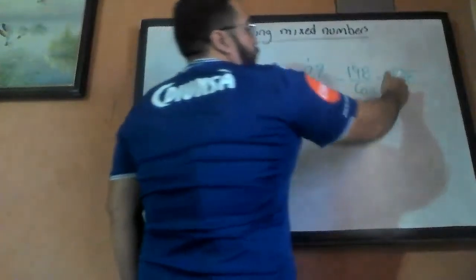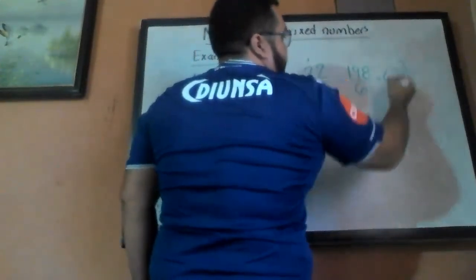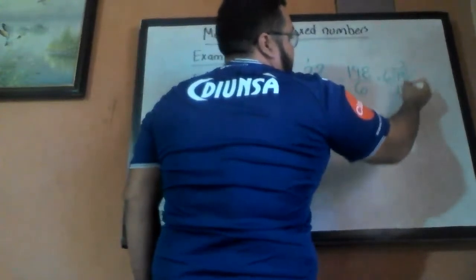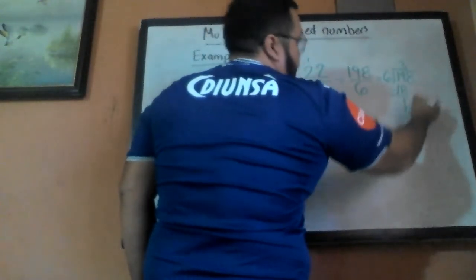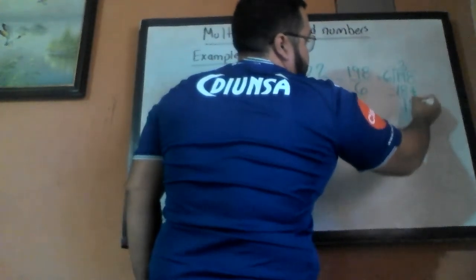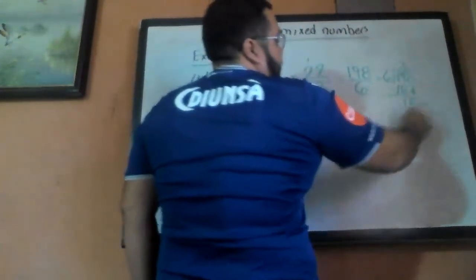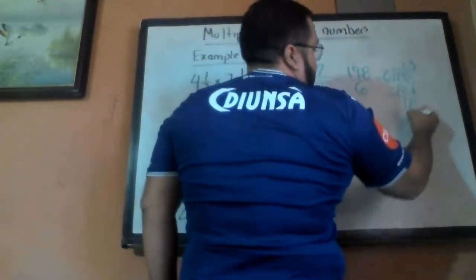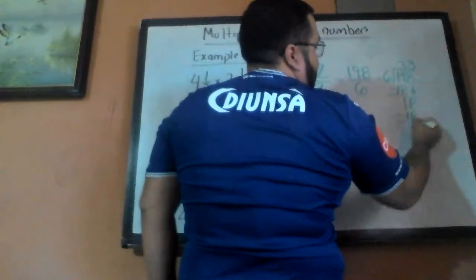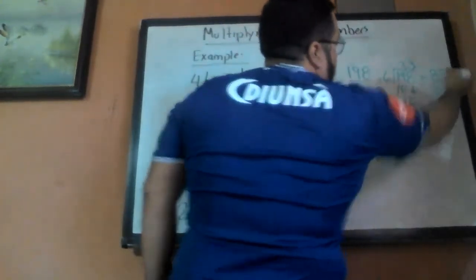198 divided by 6. One number in the table of 6 that equals 19 is 3. 6 times 3, 18. 19 minus 18, 1. Drop the 8. Now, one number in the table of 6 that equals 18, 3. 6 times 3, 18. 18 minus 18, 0. So the answer is 33.